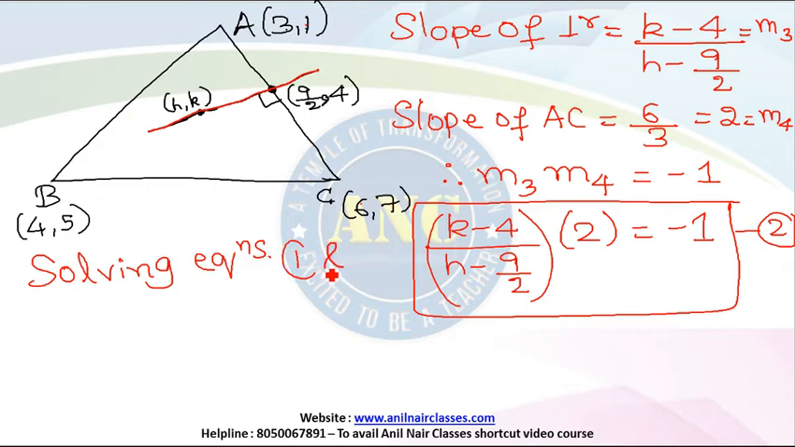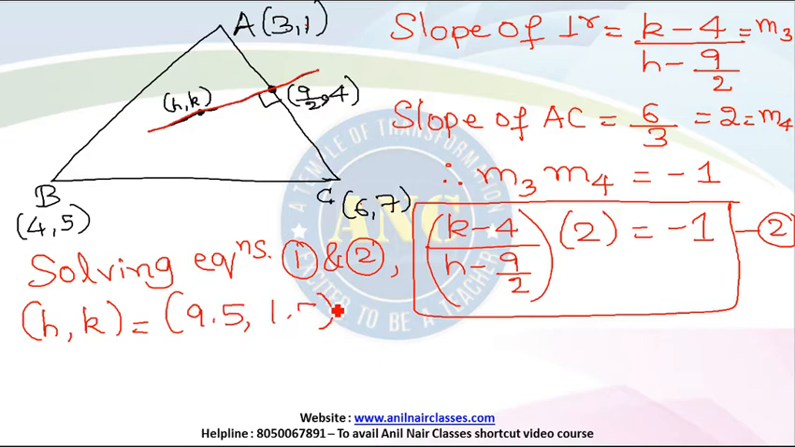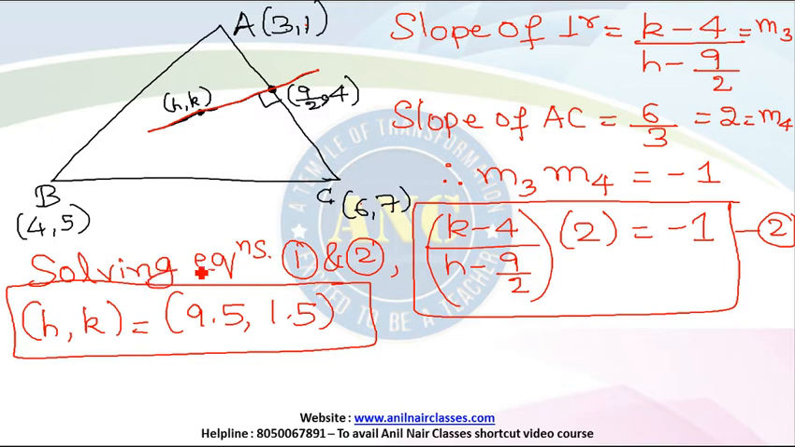I will definitely not spoon feed you by solving equations 1 and 2, which are nothing but simultaneous equations, which you know how to solve very easily. If I solve it, I will finally get the h comma k value as 9.5 comma 1.5. The coordinates of the circumcenter for this particular question is 9.5 comma 1.5.